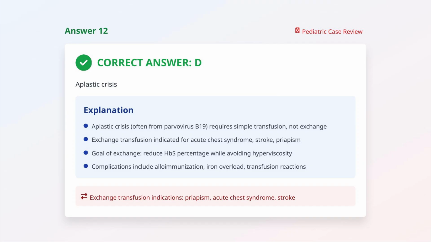The goal of exchange transfusion is to reduce hemoglobin S percentage while avoiding hyperviscosity. Complications of transfusion therapy include alloimmunization, iron overload, and transfusion reactions. Blood transfusion, simple, is indicated for sequestration crisis and aplastic crisis, while exchange transfusion is reserved for more severe complications like priapism, acute chest syndrome, and stroke. Understanding the appropriate transfusion approach for each complication is crucial for optimal management of sickle cell disease.